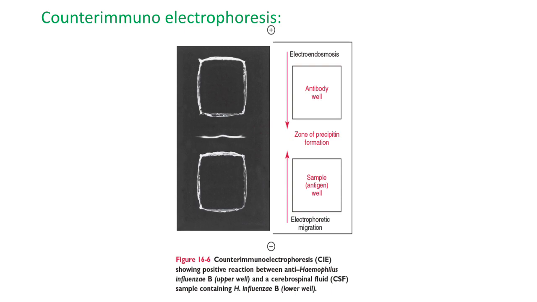Here, to identify anti-hemophilus influenzae B in the upper wells and the cerebrospinal fluid containing the hemophilus influenzae B in the lower wells.